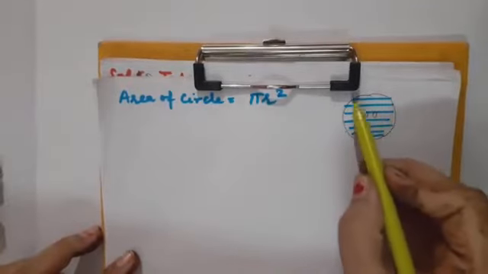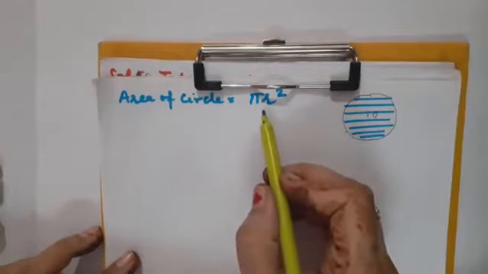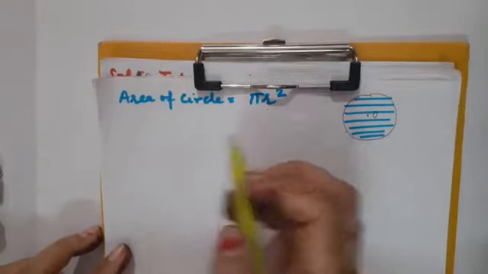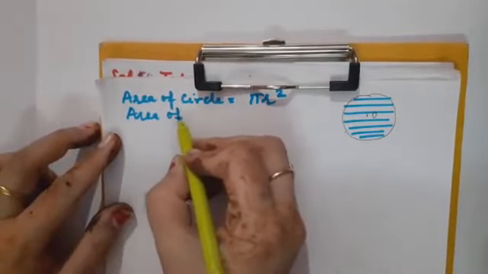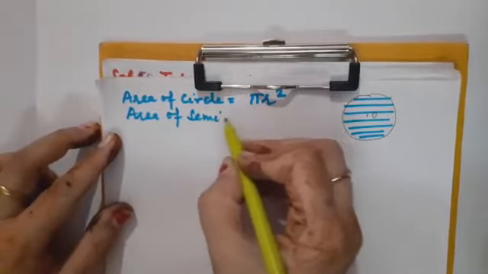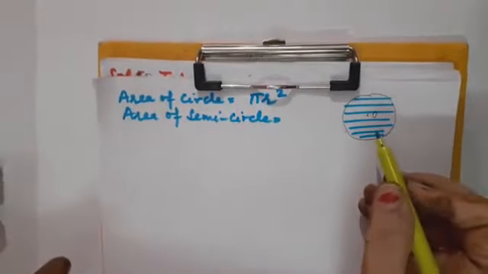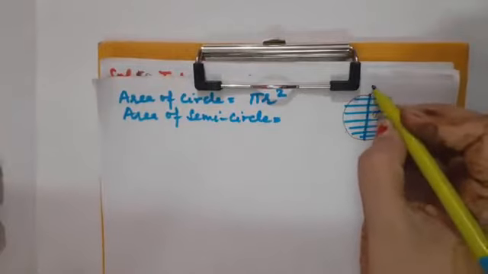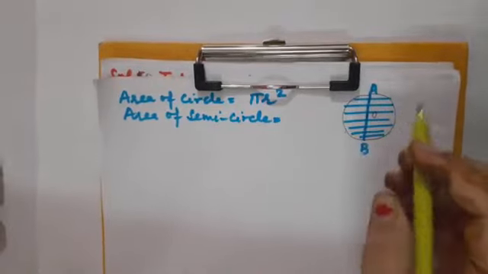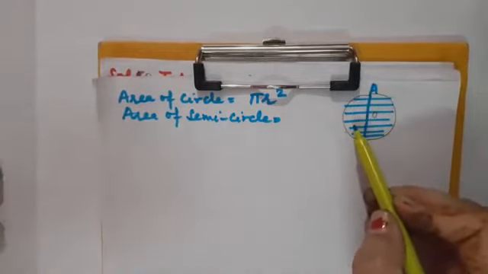Look, how to calculate the area of this complete circle, that formula you know is pi r square. Correct? The next formula is the area of a semicircle. A semicircle, I have just explained, is nothing but half of the circle. Correct? Suppose I draw a diameter over here, so this region as well as this region is known as a semicircle.